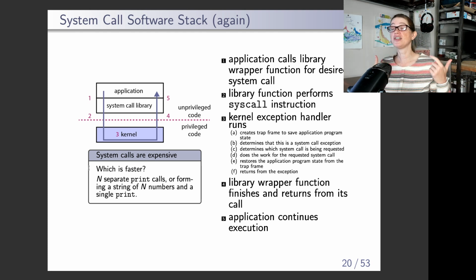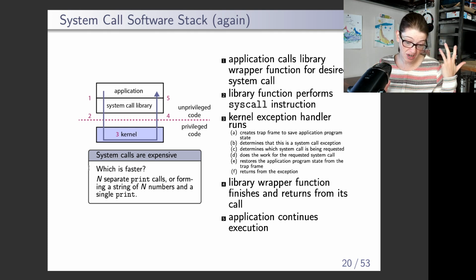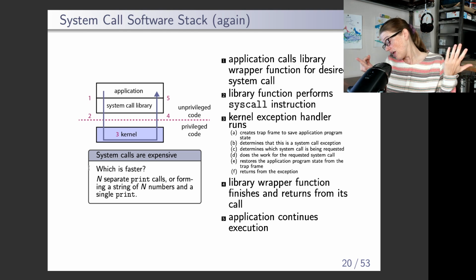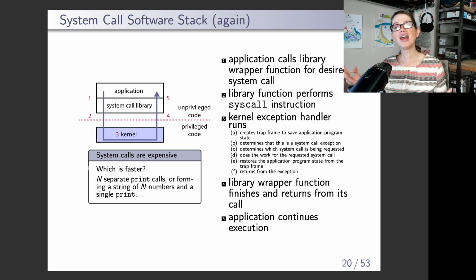The exception handler has to figure out if it's a system call. Oh, it's a system call. Now I've got to figure out which one it is. I call print. I do the work. I make the return values. I restore the trap frame. I'm running out of breath. And now I'm going to do this 1 million times?